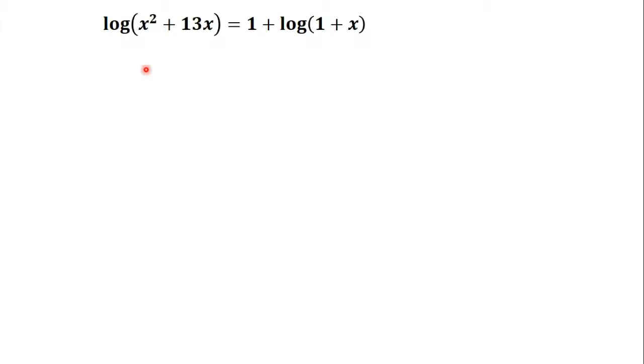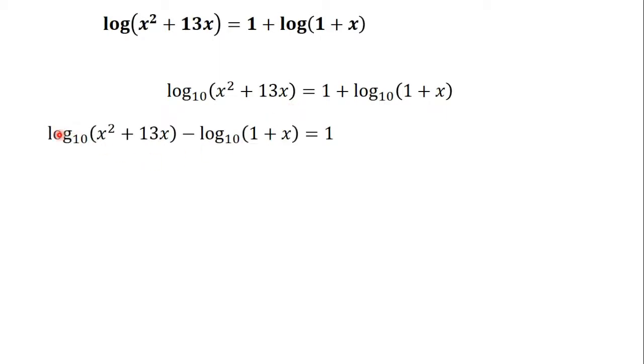We have learned that whenever the base of the logarithm is not indicated, as we have in this case, it means that the logarithm is in base 10. So this equation can be written as log of x squared plus 13x base 10 is equal to 1 plus log of 1 plus x base 10. I'll group like terms, which means that I'll group the terms with logarithm on one side of the equation. Because I already have one here, I'll bring the log on the right hand side to the left hand side. This is going to give us log of x squared plus 13x base 10 minus log of 1 plus x base 10, and this is equal to 1.